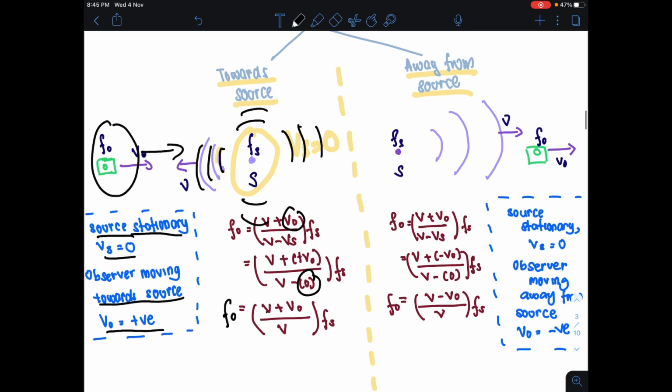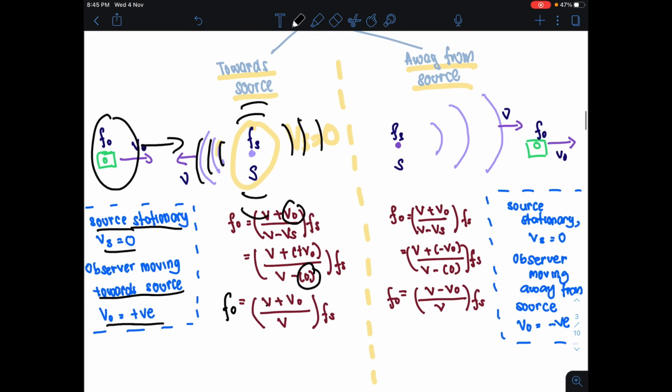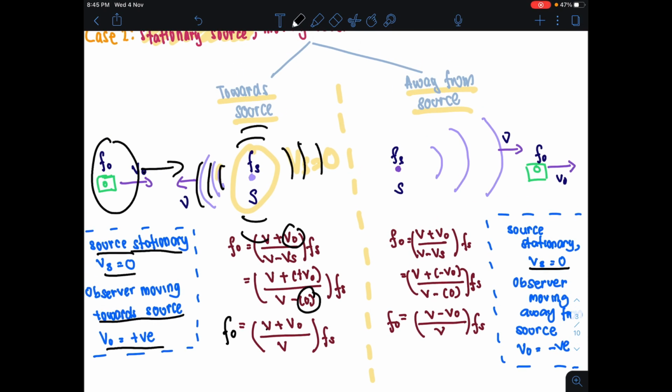Alright. And then, kalau you were to move away from the source, you are leaving the source, awak tengah pergi meninggalkan source, apa yang akan jadi adalah your source is stationary, so you're going to substitute 0 in the equation here for Vs.